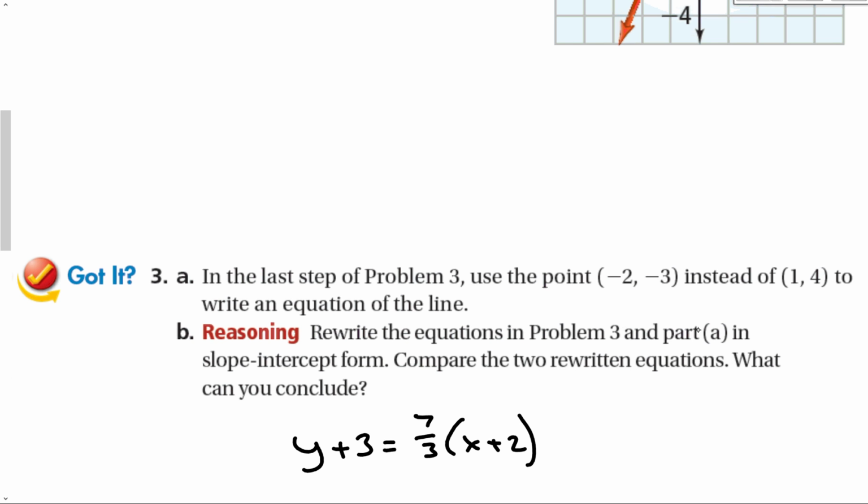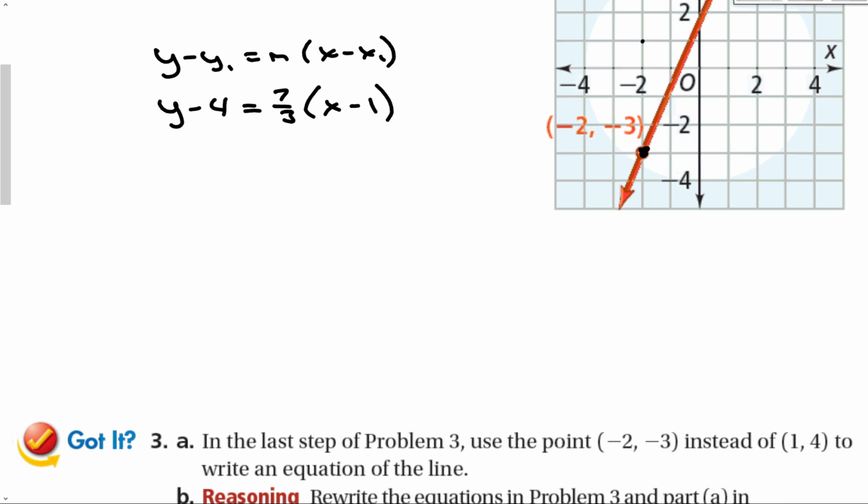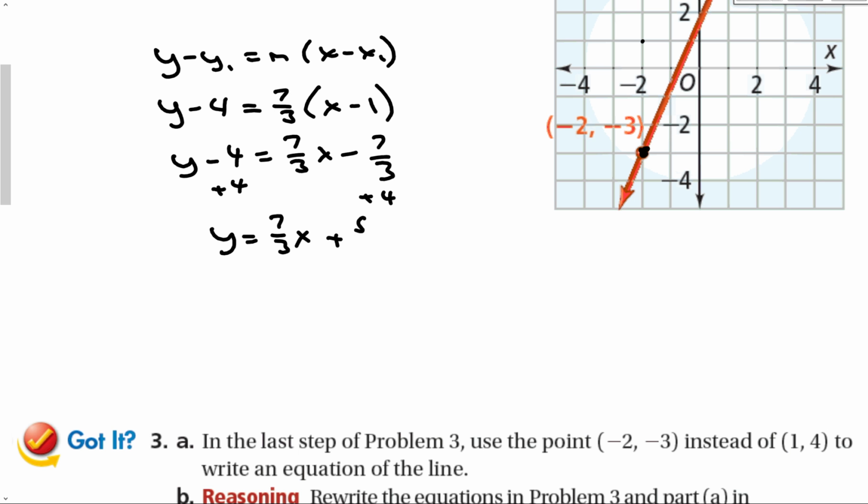rewrite the equation in problem 3 in part A in slope-intercept form and compare the two. So let's do that. Let's change this first equation to slope-intercept form. So this would be y minus 4 is equal to 7 over 3x minus 7 over 3. Then, when I add 4 to both sides, I get a fraction, yes. So that is minus 7 over 3 plus 4 gives me y is equal to 7 over 3x plus 5 over 3.